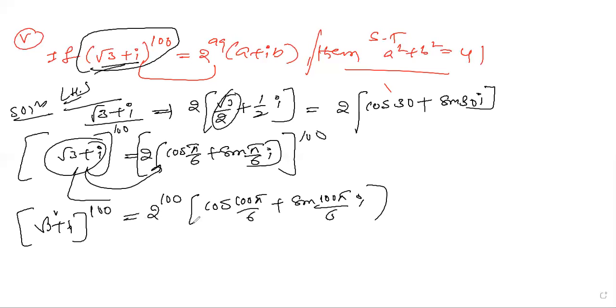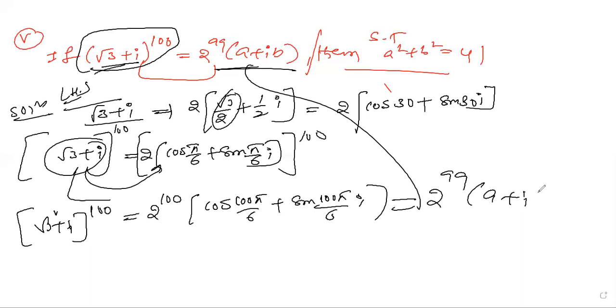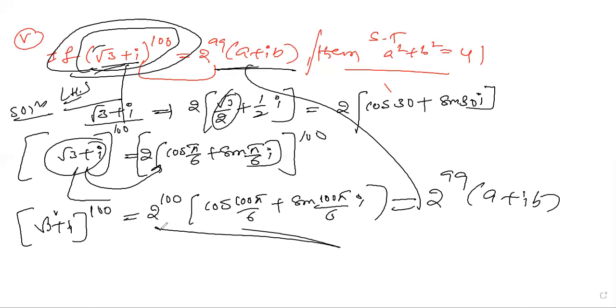This LHS equals, I'm writing RHS. RHS value is this one, so 2 power 99 into (a plus ib). The value of LHS is this, and LHS equals this. I wrote it like this. Then 2 power 99 and 2 power 100 cancel. What are we going to get? 2 power 1 is left. Am I clear?